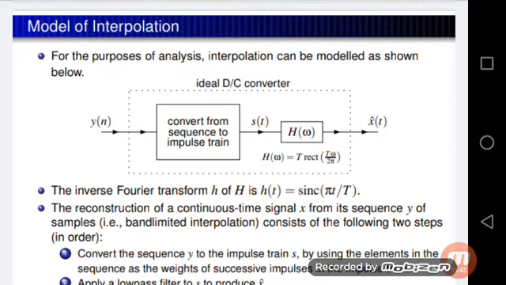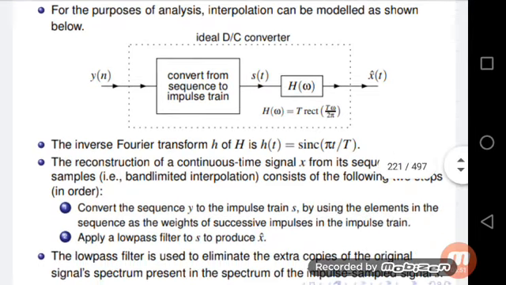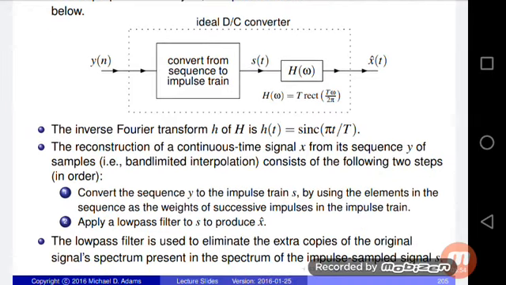It consists of the following two steps. First, convert the sequence to an impulse train by using the elements of the sequence as the weights of successive impulses. Second, apply a low pass filter to produce x cap of t. These are the two steps which convert the information from one form to another form.